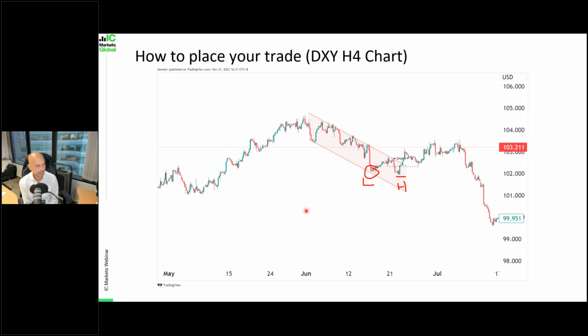Is there anything else? Are there any questions with regards to this chart pattern? Otherwise, we can move on to the next example.